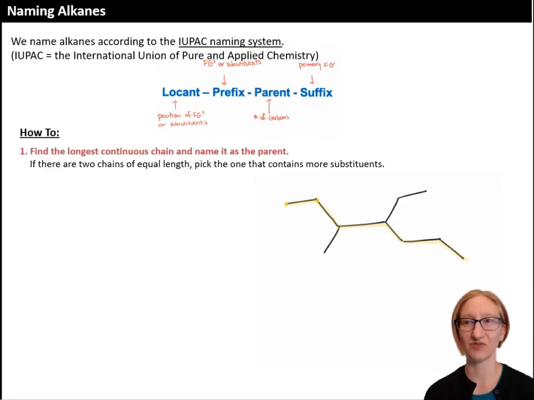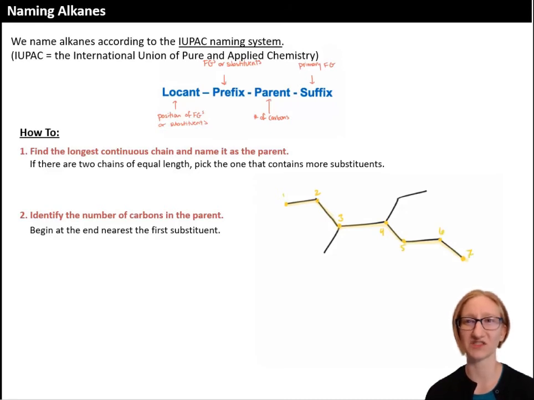Now when we number the parent chain, we need to be sure to start at the end that is closest to a substituent, or a group off the main chain. So we can number this heptane in 2 different directions, and what we see is that with this yellow numbering, our first substituent is at position 3. But if we number in the opposite direction, with this red numbering, our first substituent is at position 4. So the yellow numbering is correct numbering because it begins at the end nearest the first substituent.